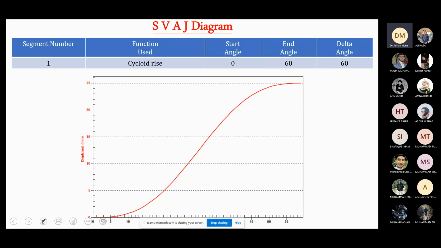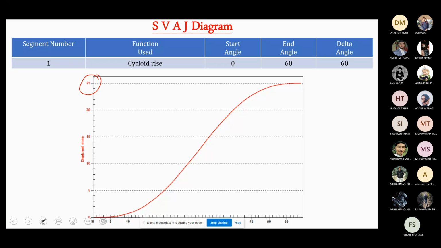So this is the maximum displacement, which in this case is 25 mm. So the function used is cycloid rise. Start angle is 0 degrees, end angle is 60 degrees. Now, what is the delta angle? Delta angle is the difference between the end angle and start angle, that is 60 minus 0. So in this case, it will be 60 degrees.